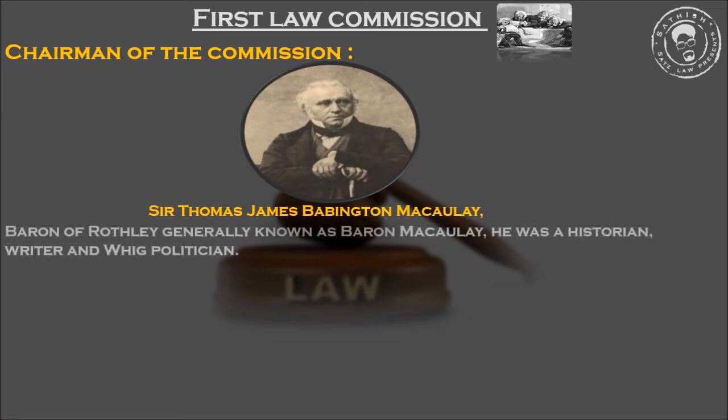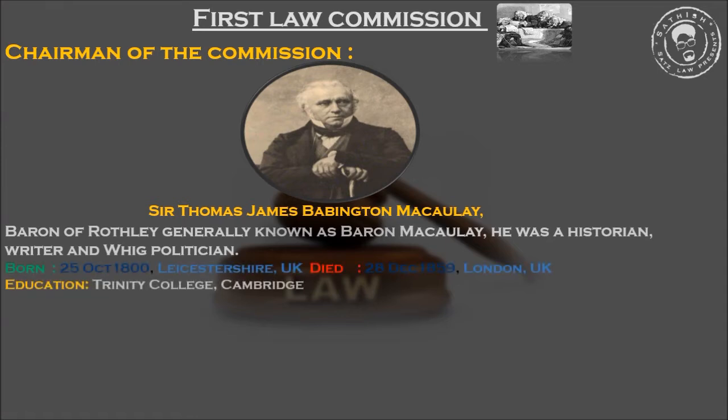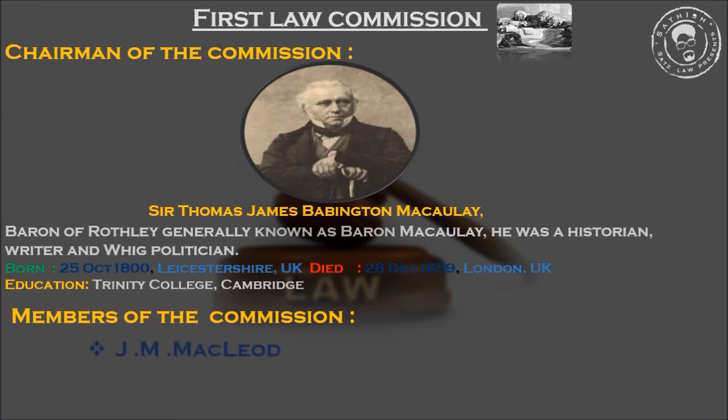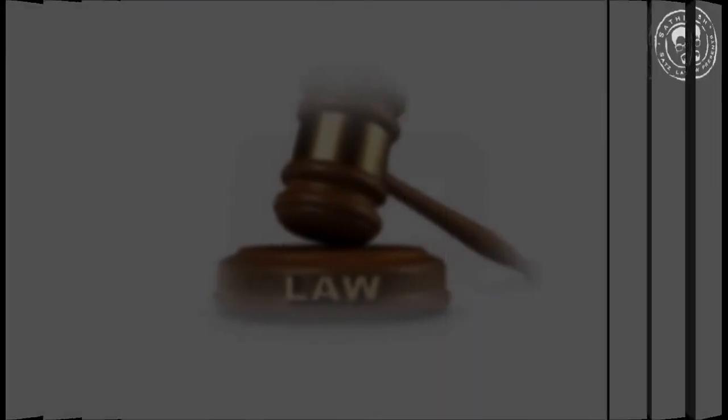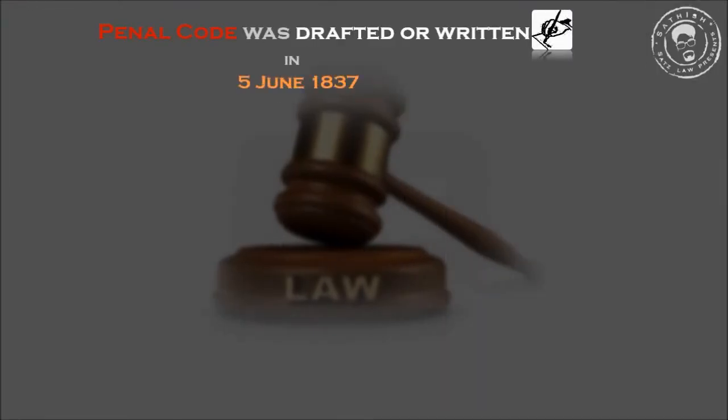He was a historian, writer and Whig politician. He was educated at Trinity College, Cambridge. The members of the First Law Commission were J. M. Macleod, G. W. Anderson, and F. Millett. Afterward, according to the order of the government, the First Law Commission finished drafting and completed the Penal Code on the 5th of June 1837.